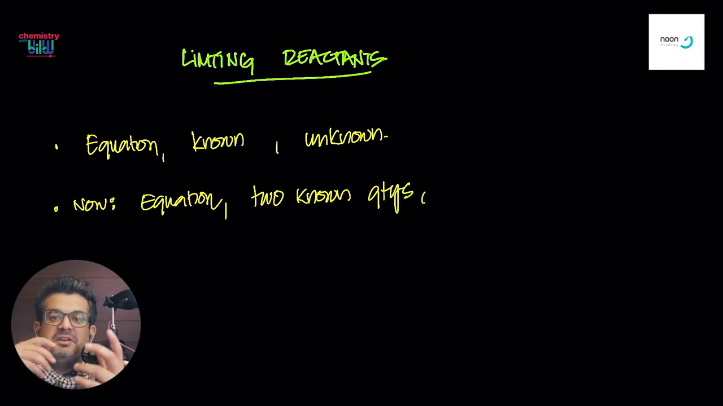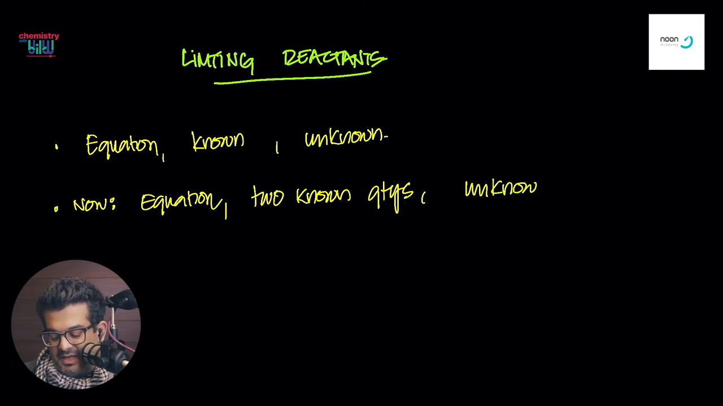The reason for that is that in the real world, that's what happens. You take two separate quantities, mix them together and let them react. But only one of them is more than what's required, while the other one gets used up completely. So in chemistry, the thing that is left behind, even after the reaction completes, is called excess. And the one that finishes up is called limiting.